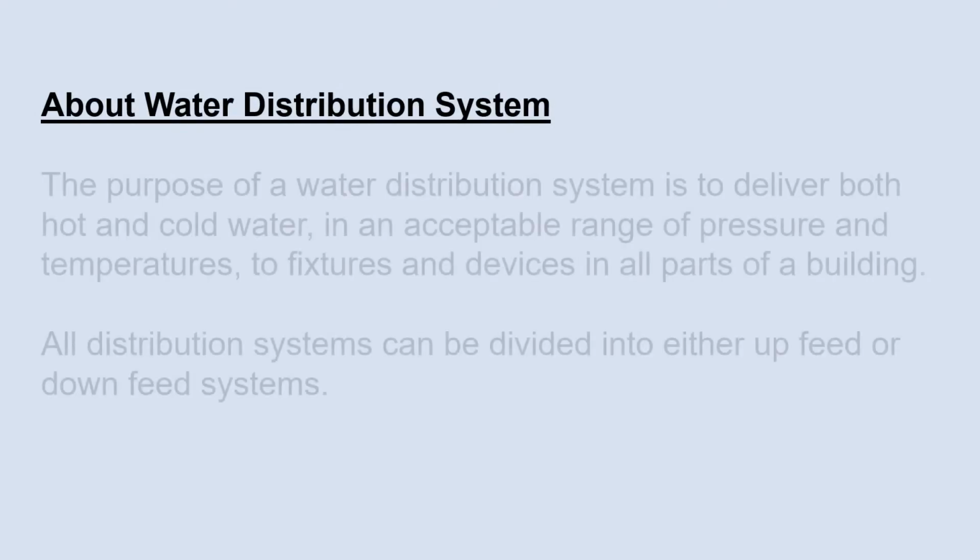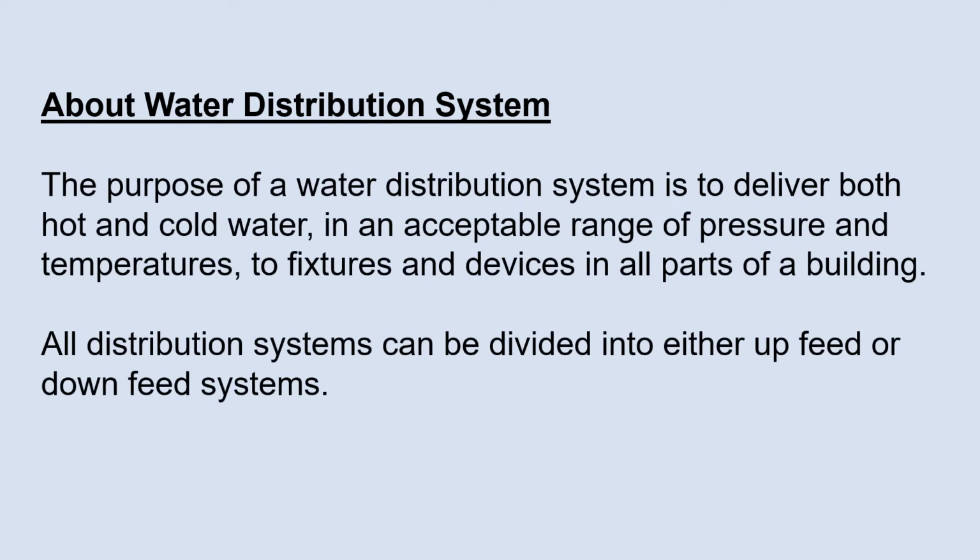Let us know about the water distribution system. The purpose of the water distribution system is to deliver both hot and cold water in an acceptable range of pressure and temperatures to fixtures and devices in all parts of the building. All distribution systems can be divided into either upfeed or downfeed systems.